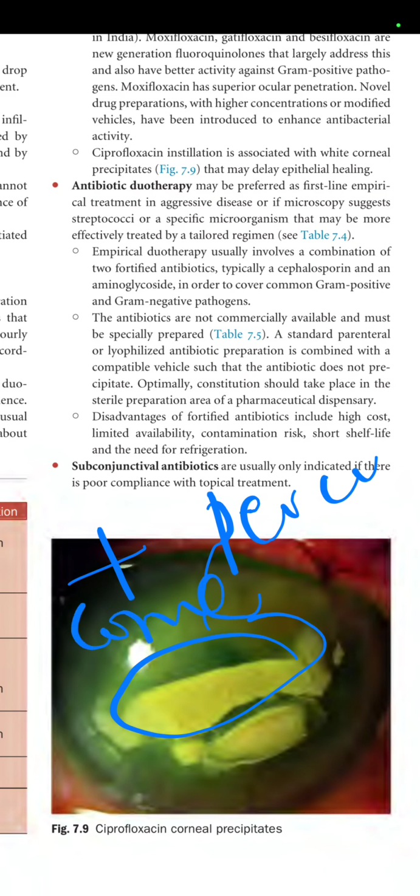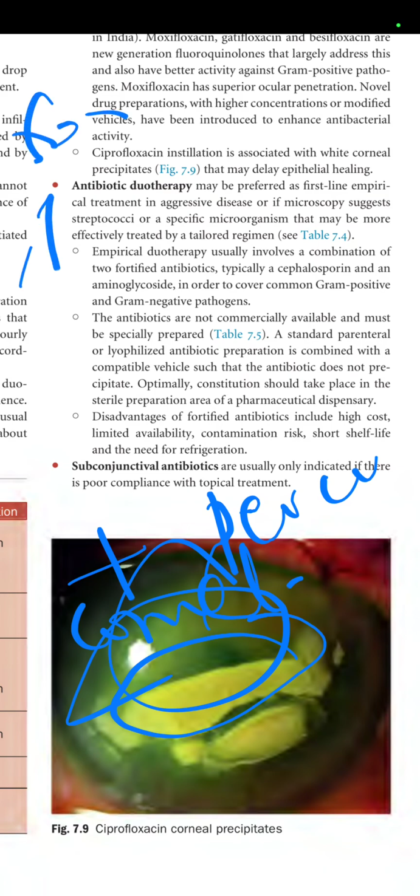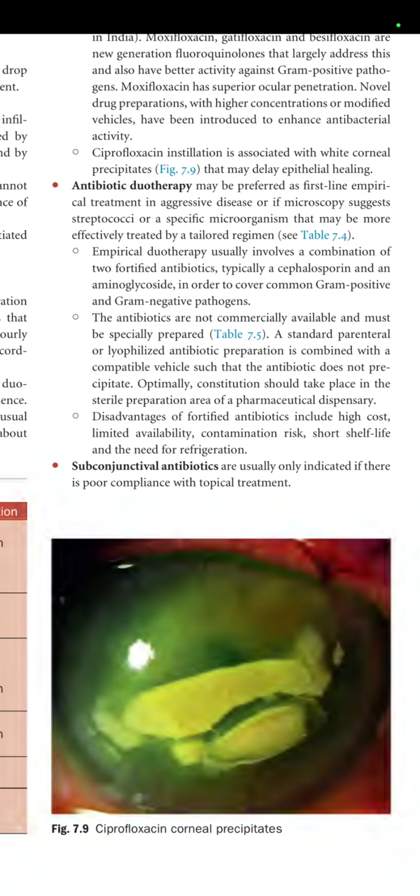corneal epithelial healing. Now we go to antibiotic duotherapy. Basically it uses fortified antibiotics which we prepare ourselves from the IV injections. Antibiotic duotherapy may be preferred as a first-line empirical treatment in aggressive disease, or if microscopy suggests streptococci or a specific organism that may be more affected by a tailored regime. So when there is aggressive disease, a particular microorganism, or a tailored regime.